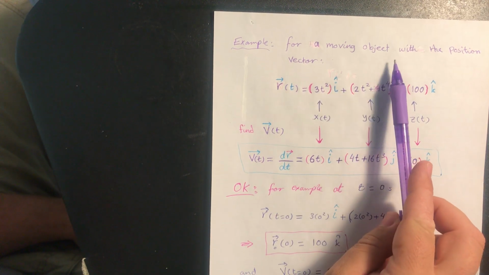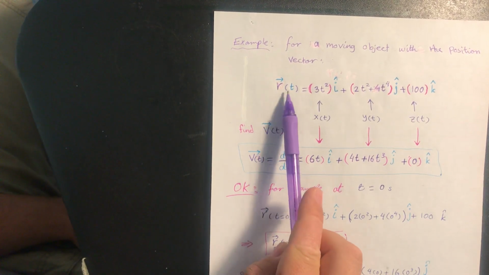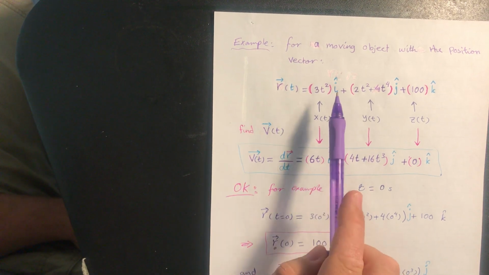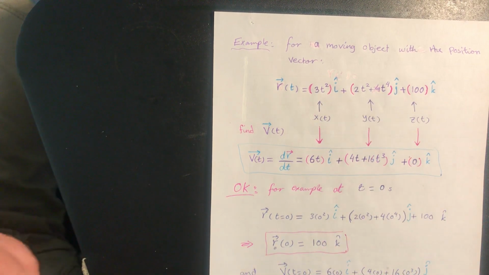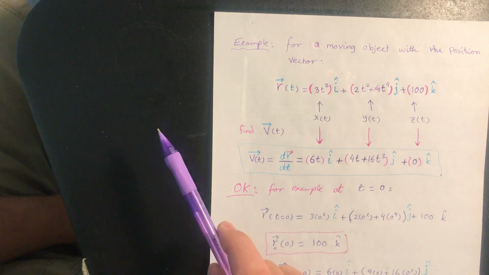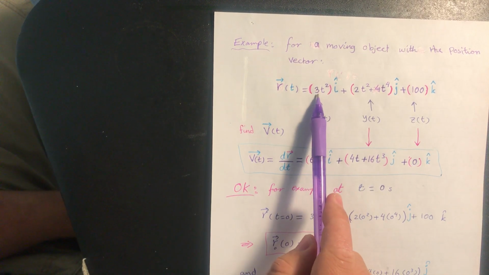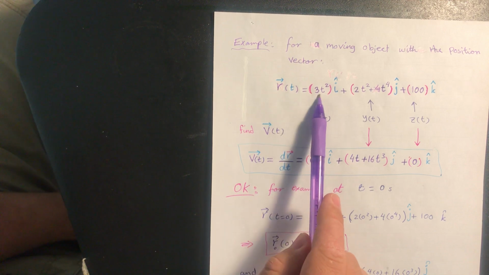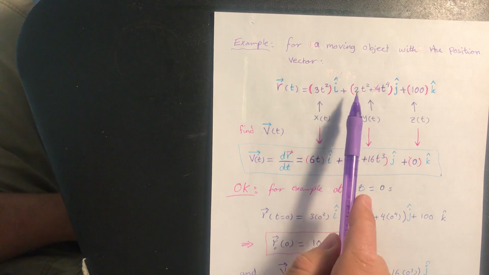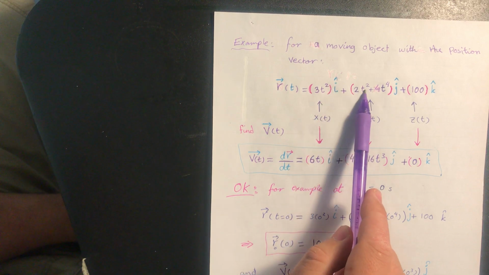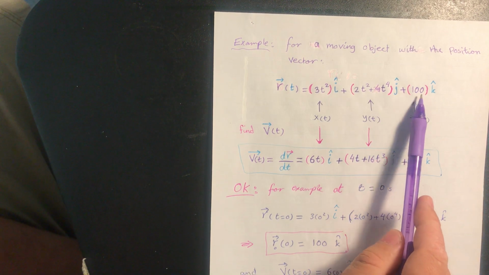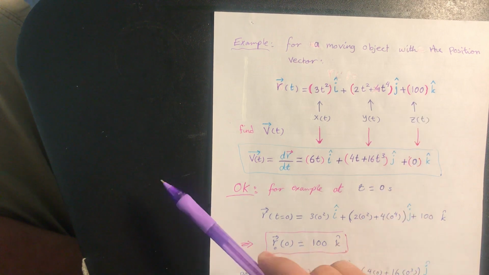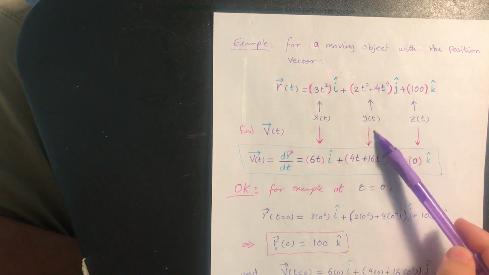For a moving object with the position vector r as a function of t, we have the three components: the x component, y component, and z component. Each component depends on time. So the x component in this vector is equal to 3t squared i hat, plus 2t squared plus 4t to the 4 in j hat, plus 100 k hat. It is independent of t. So we have x of t, y of t, z of t.